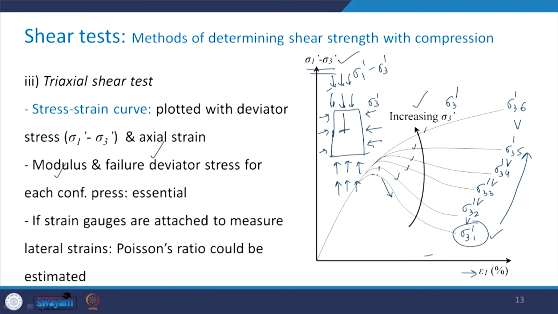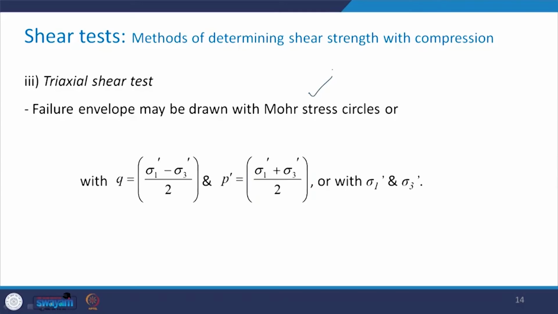So, if we have mounted some device here to measure these lateral strains, then from the triaxial shear test data we can also determine the Poisson's ratio for the rock. So, not only the axial strain, but the lateral strain can also be measured. It is just that we have to mount the strain gauges in that direction in order to measure the strains in the lateral direction.